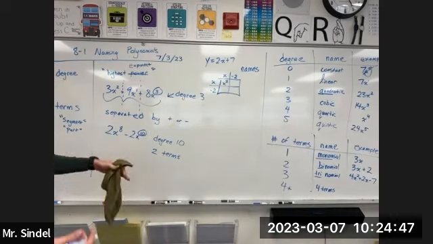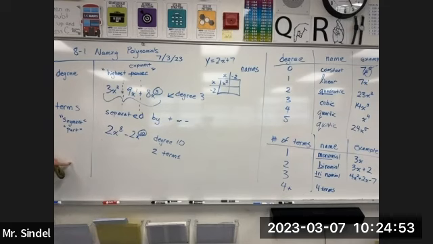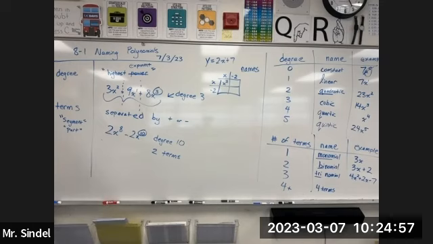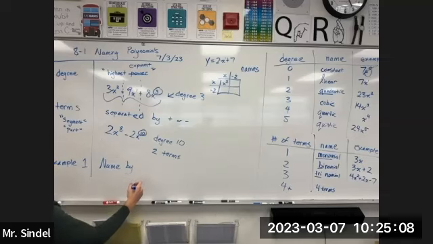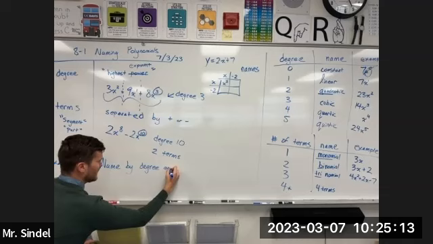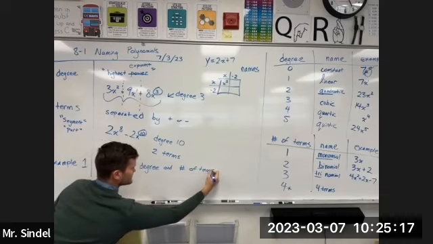All right, so we're going to put all those pieces together. I'll do one final example. Can I squeeze it in down here? On the very next line, underneath this table, we'll do one example that you might see on a blueprint. Call this example 1. Name by degree and number of terms. That's always my instructions.